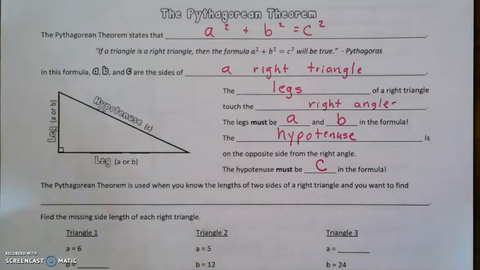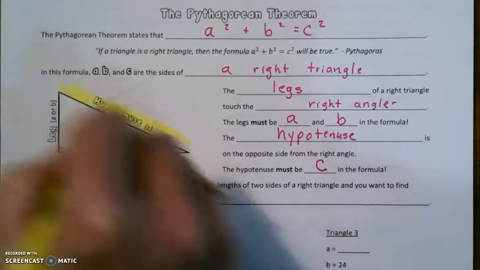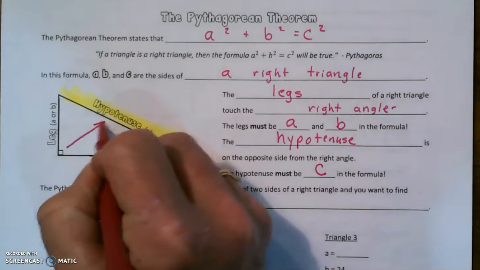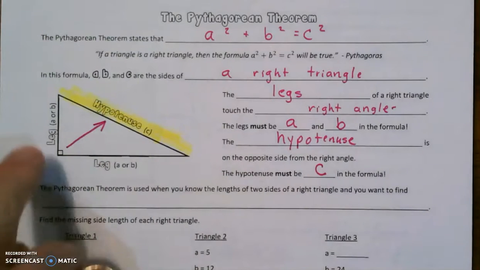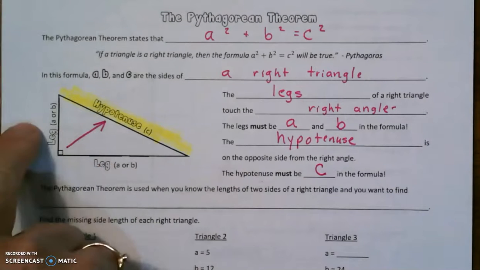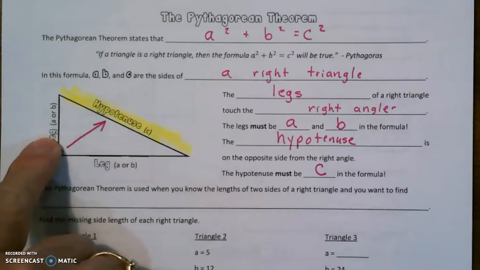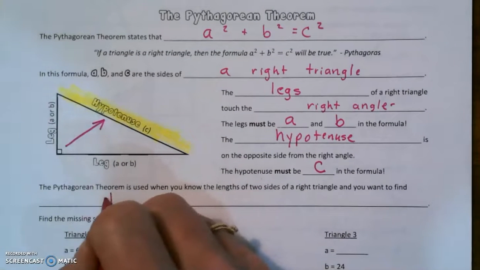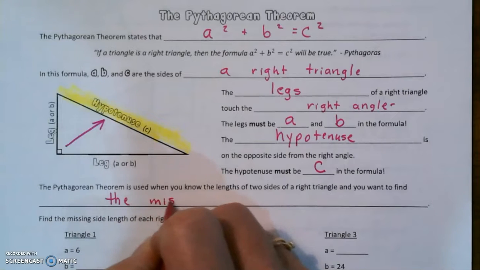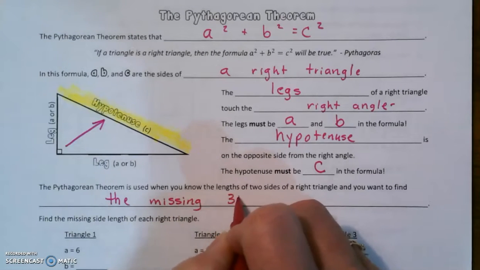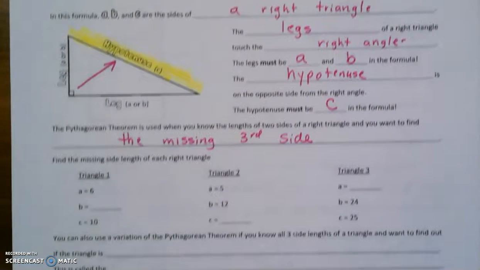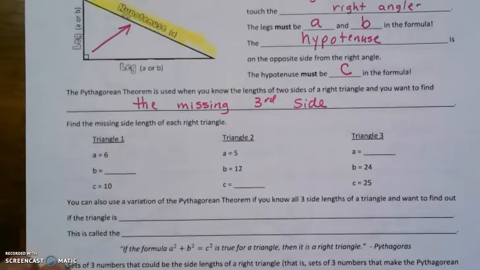Okay, so let's come over here to our picture. I'm highlighting the hypotenuse every single time I do this. I know it's a hypotenuse because it is across from the right angle. And it doesn't matter which one of these is A and B, they are interchangeable. Okay. So the Pythagorean theorem is used when we know we have the lengths of two sides of a right triangle and we want to find the missing third side. So let's go ahead and put that to use in these examples here.